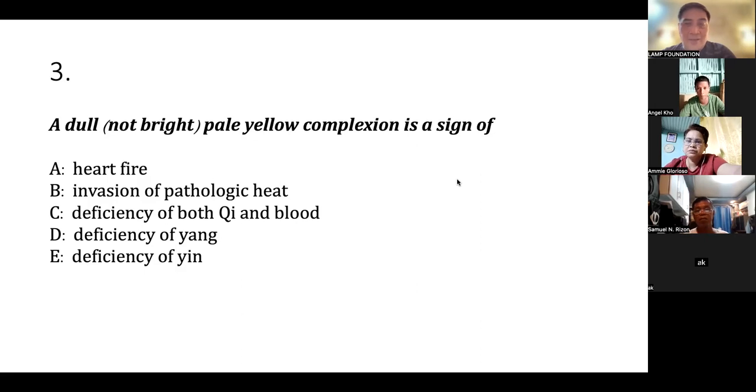Next is yang deficiency. Anong itsura ng tongue pag yang deficient? Let's ask Ma'am Angel. Kulang sa yang. So, tongue muna, wag na yung complexion. Thin white coat. Yes. Ang tongue po is thin white coat po pag deficiency of yang po.